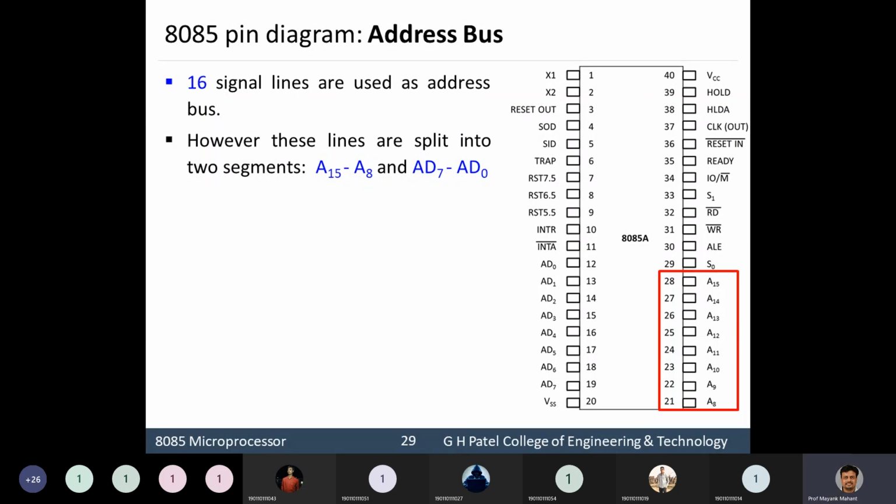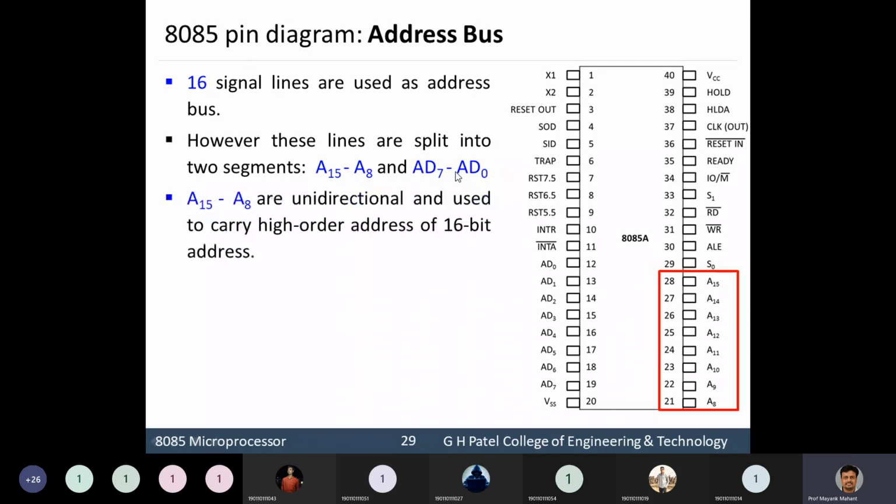So we are having 16 signal lines that are used as an address bus. This is split into two different sections. One segment is A8 to A15, and another segment we call AD7 to AD0. Why AD7 to AD0? Already I have talked about that. It is used in multiplexed form.